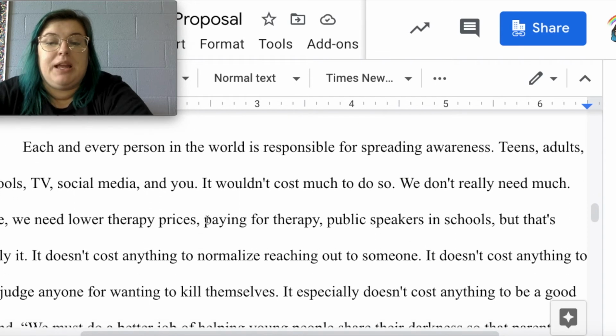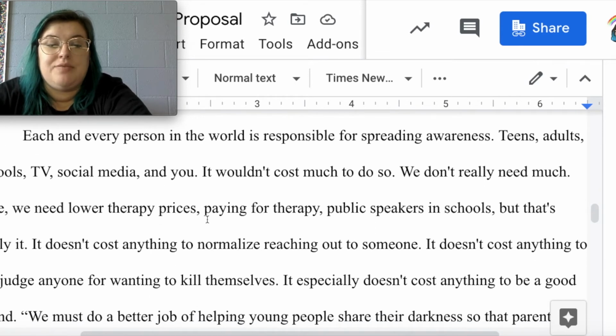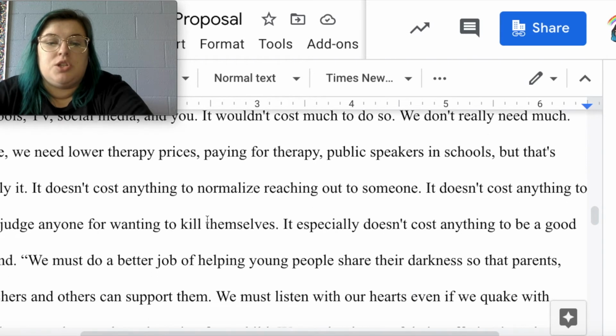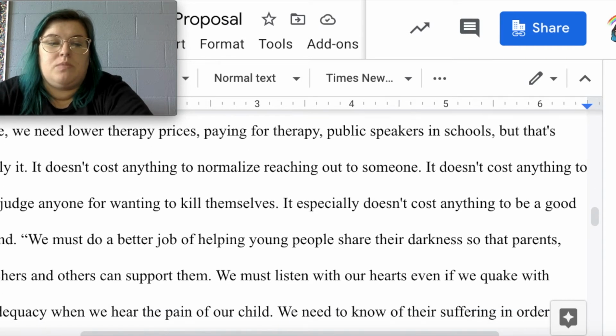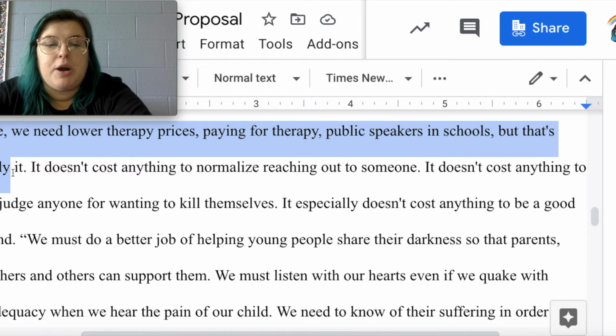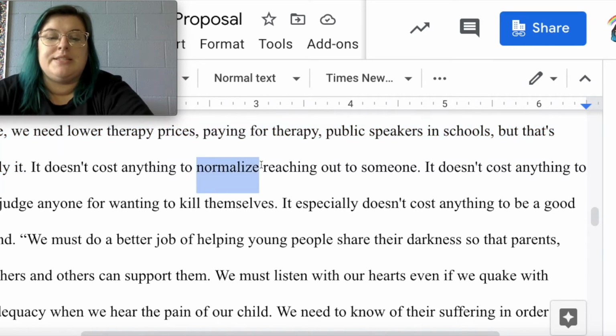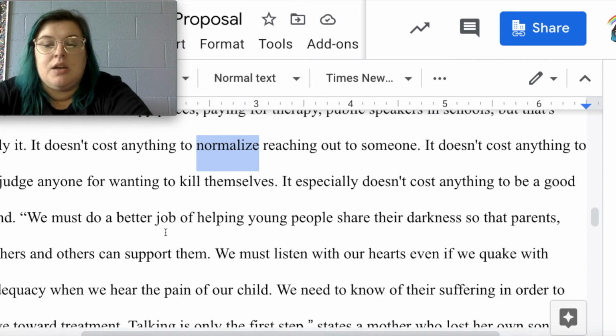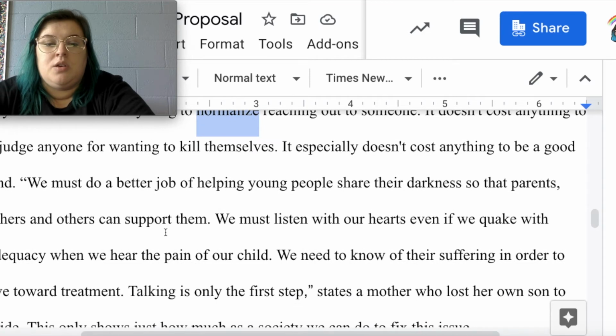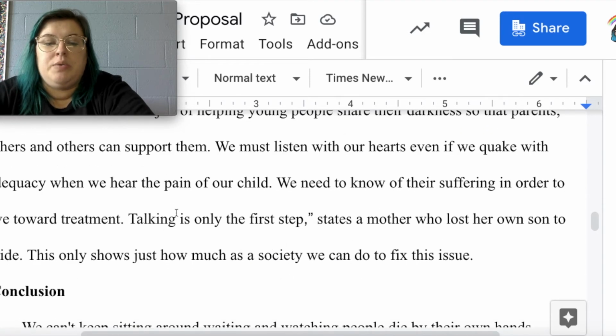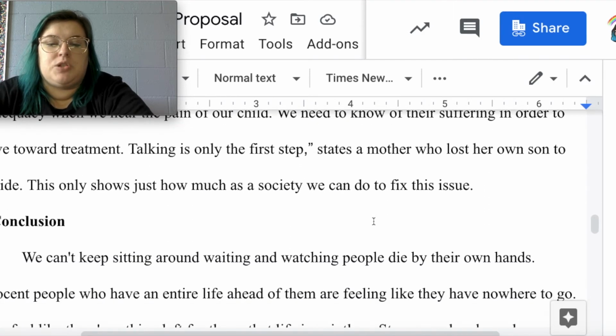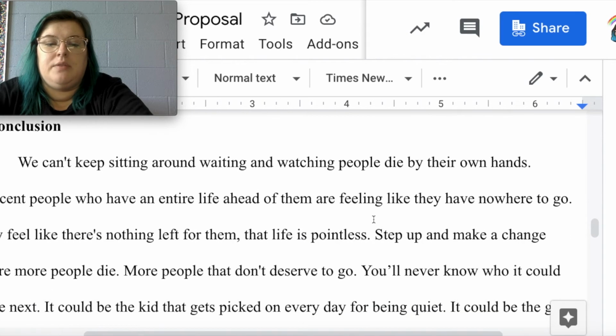Now, she has a plan of action here for how to achieve that solution. So she talks about lowering therapy prices, having insurance pay for therapy, having public speakers in school educate students about the issue, and normalization is the biggest thing that she is asking for people to do. So she uses another quote to finish, just to really hit home what's going on.